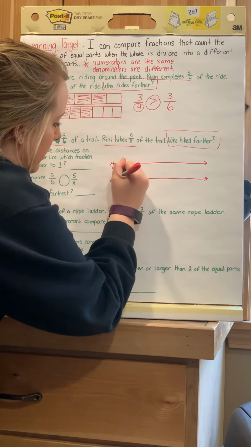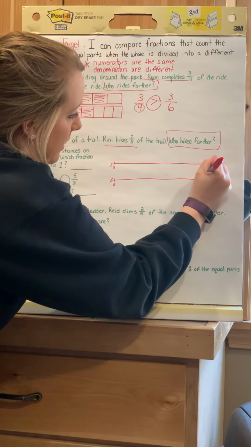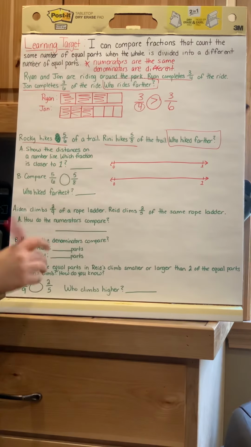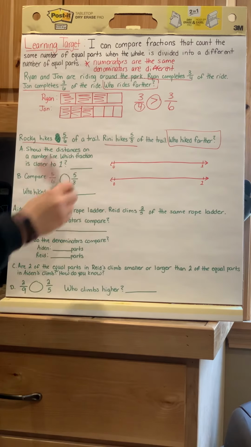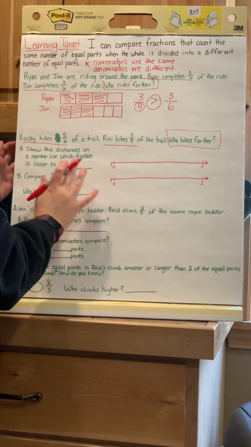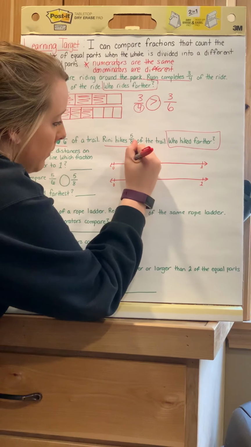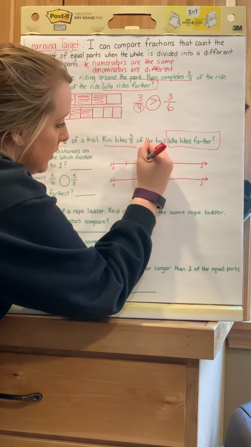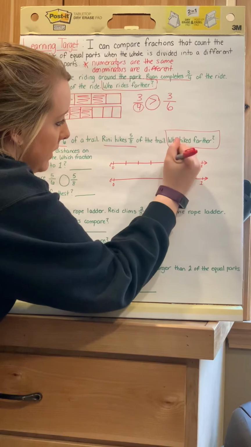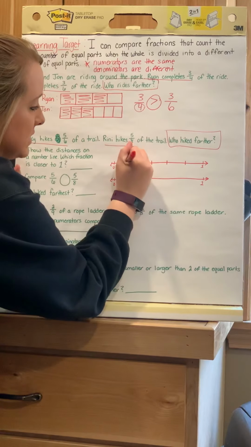Always start with our 0, ending with our whole, because neither of our fractions are above 1 whole. So let's do Rocky's first. We're breaking our number line into 6. So 1, 2, 3, 4, 5, 6.